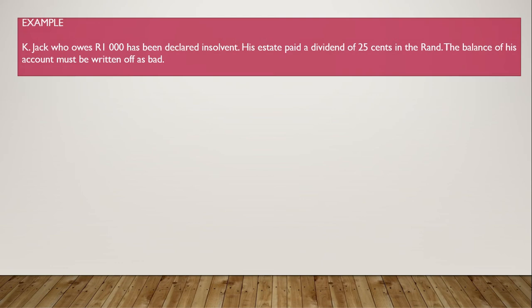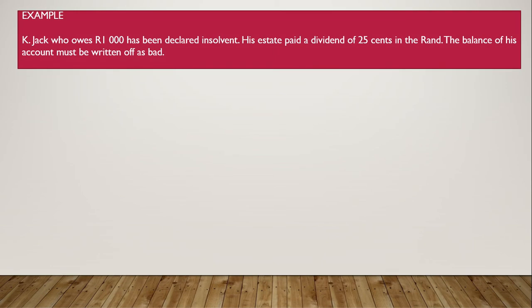Our example says that Jack, who owes 1,000 rand, has been declared insolvent. His estate paid a dividend. Guys, a dividend is simply the money that you get from the proceeds of selling his assets. Basically, they sold his assets and we only received 25 cents in the rand. For every 1 rand that he owed us, we only received 25 cents.